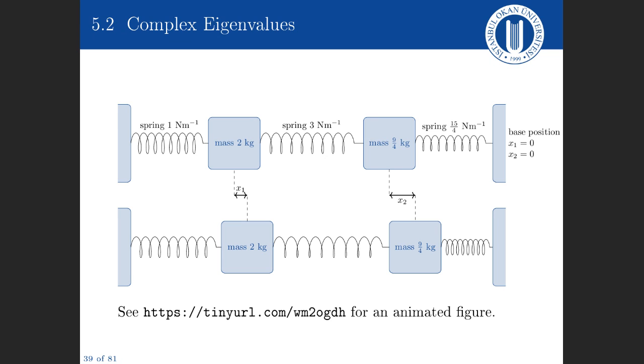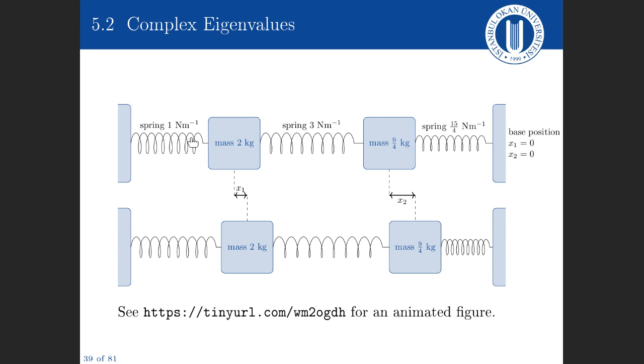For the next example, I want to go back to talking about two masses which are joined together and joined to a left and a right wall with springs. I want to suppose that the mass of the left block is 2 kilograms, the mass of the right block is 9/4 kilograms, and I want to suppose that the spring constants are 1 Newton per meter, 3 newtons per meter, and 15/4 newtons per meter.